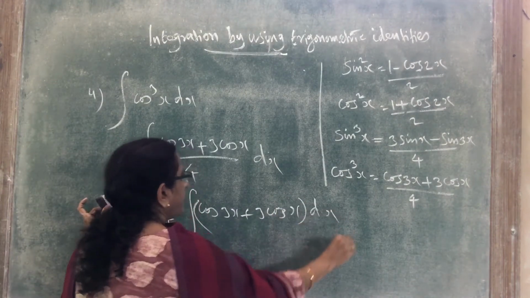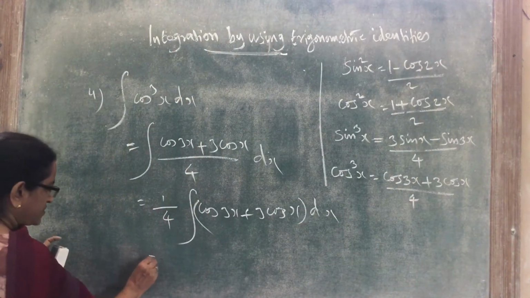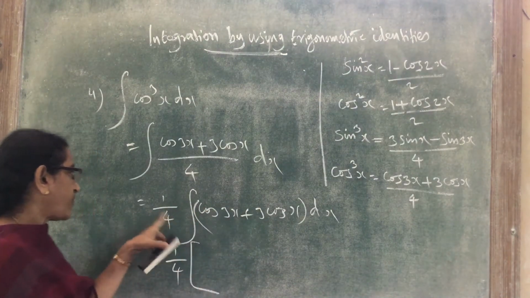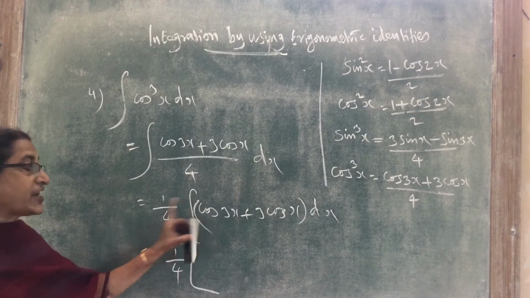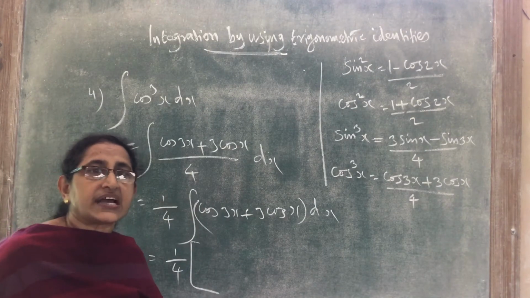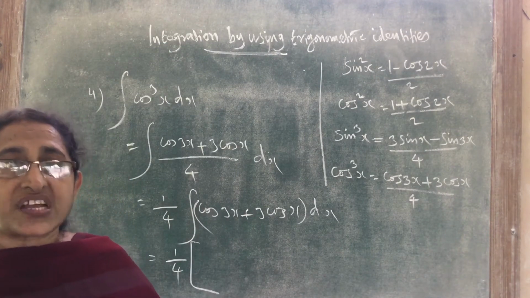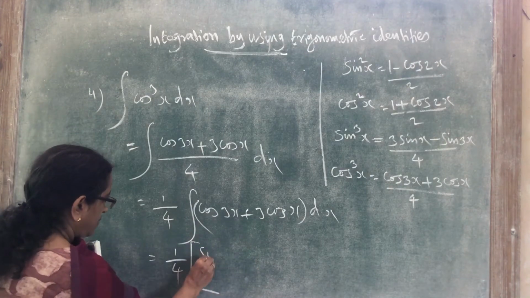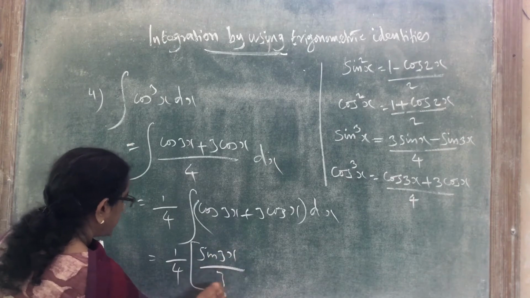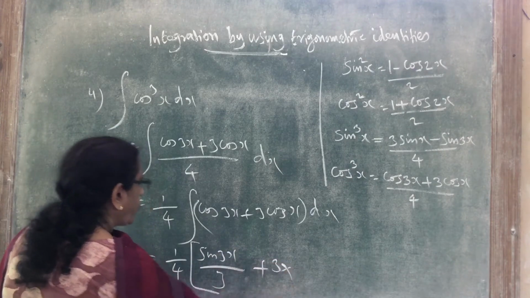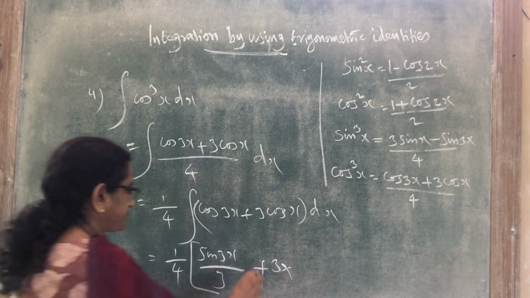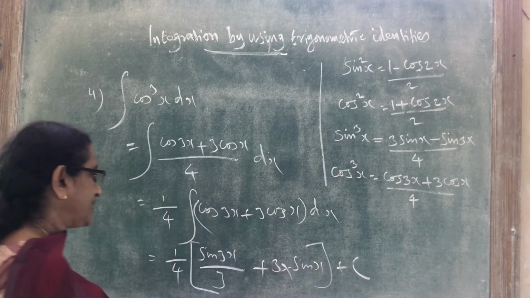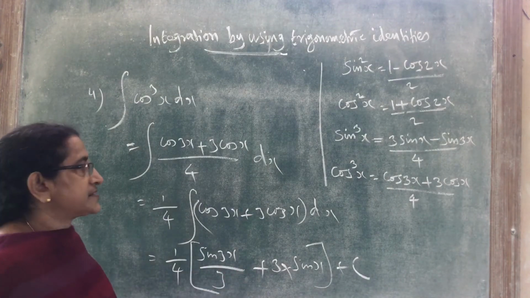Now write the integral of all the terms. 1 by 4 into, put the bracket because both the terms should be multiplied by 1 by 4. So the integral of cos 3x, what is it? Sin 3x by 3. The integral of cos x is sin x. So sin 3x by 3 plus 3 into, what is the integral of cos x? Sin x, plus c. So that's the answer. Just multiply and write the answer.